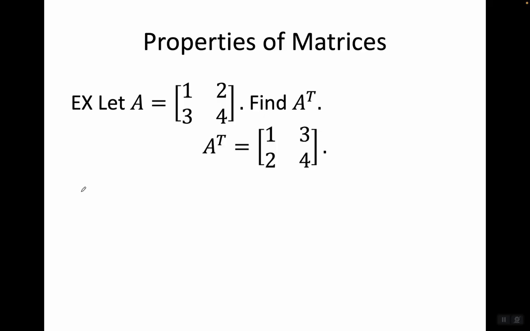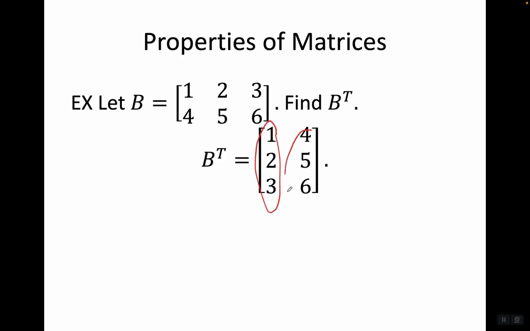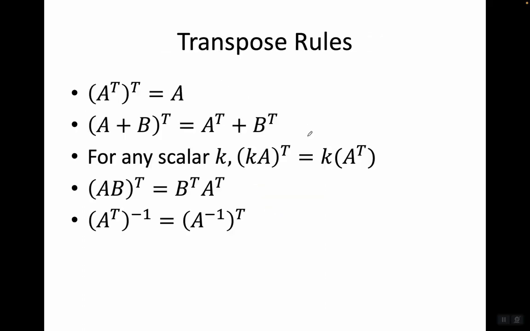Let A equal [1, 2; 3, 4]. Find A transpose. Well, what we do is interchange the rows and the columns. So this is the first row, this is the second row. They become the first column and the second column of A transpose. In the same way, if B equals [1, 2, 3; 4, 5, 6], B transpose is going to look like this. The first column is going to be 1, 2, 3, and the second column is going to be 4, 5, 6.